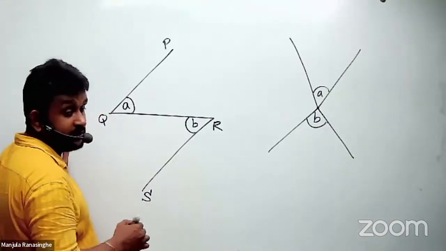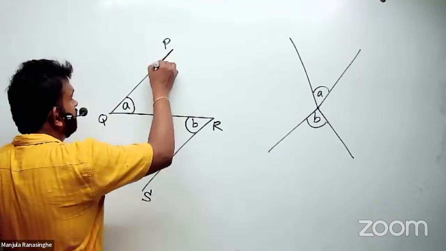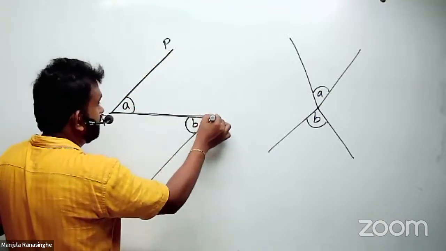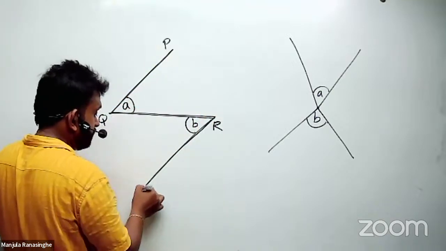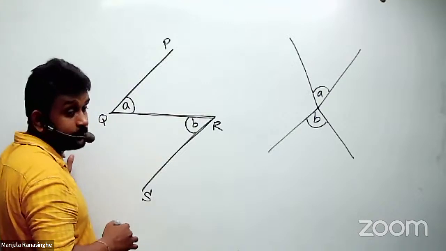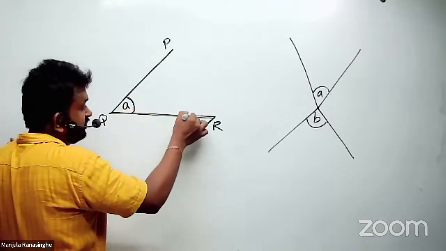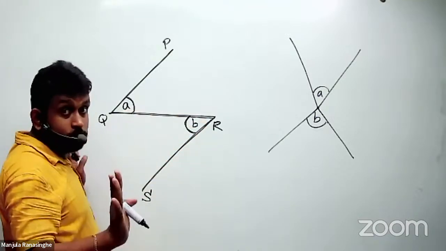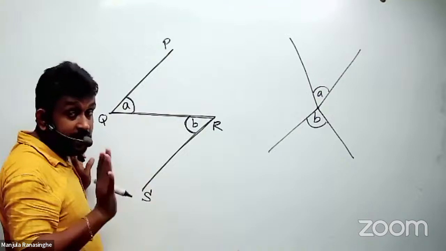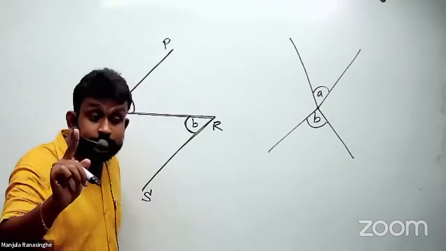Right. Here you can see that P, Q, R, and S. Okay. So this is angle A and this is angle B. So for both angles, I have to check whether they have a common arm.